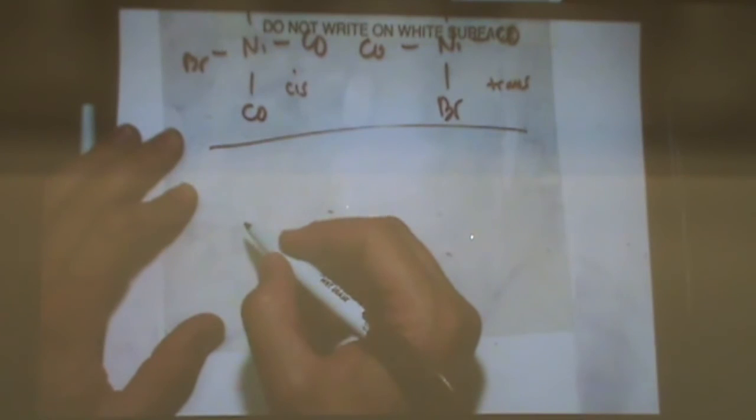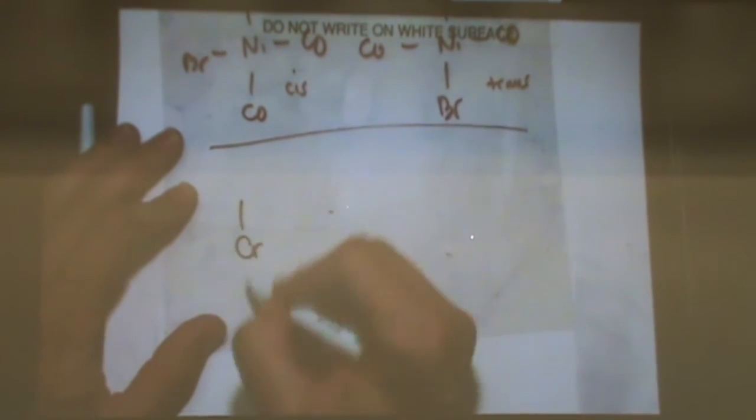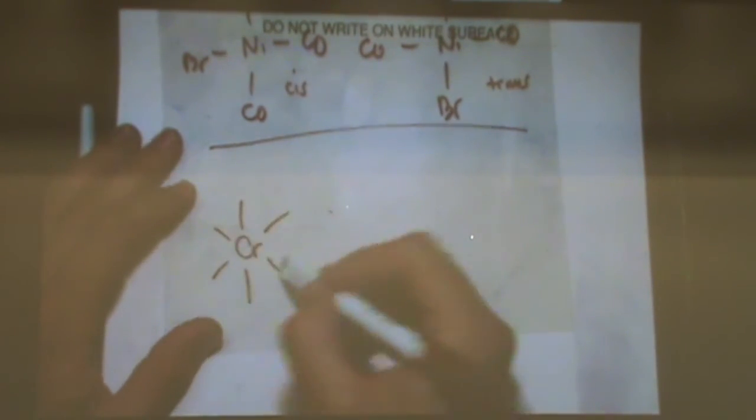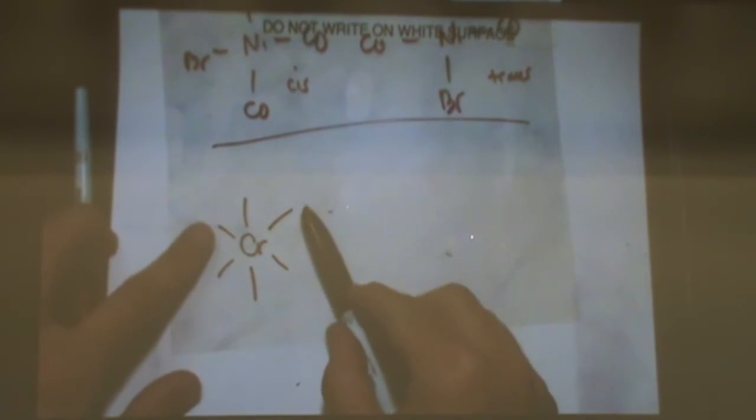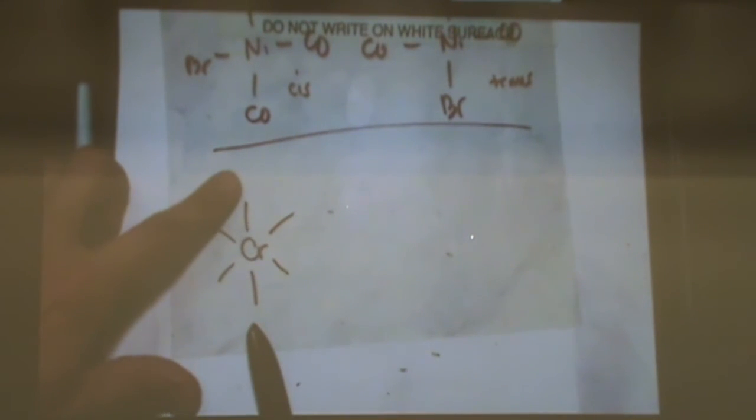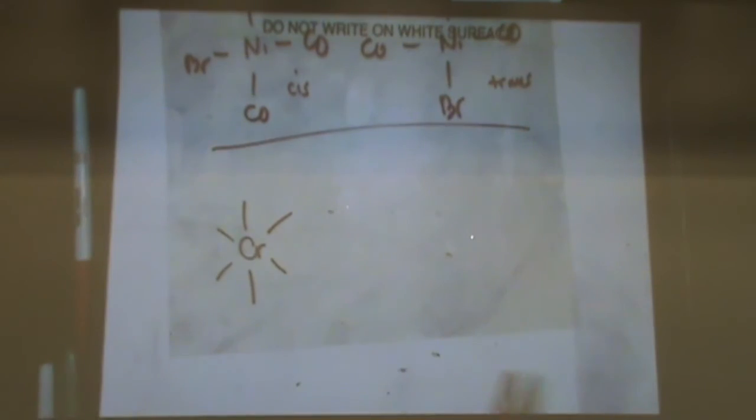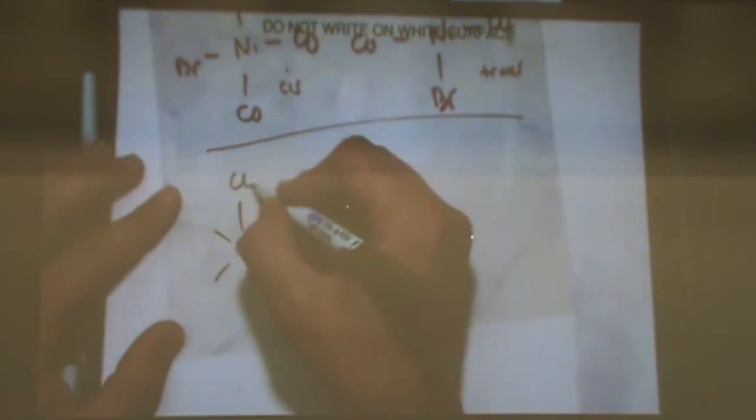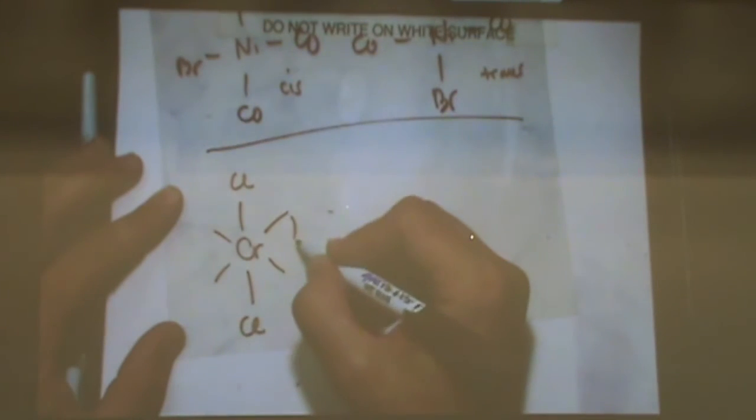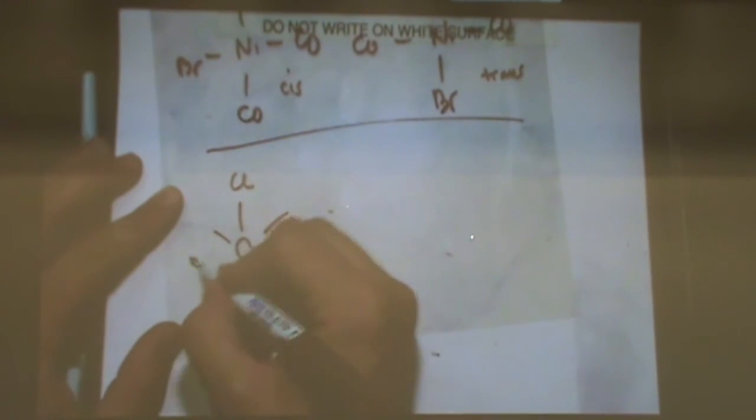What's in the middle? Chromium. So this is octahedral. Remember, these two lines right there mean they're coming towards you. The ones that are kind of going upwards mean they're going away from you. The vertical ones are in the plane. All right, so let's see what's on it. We could draw this like that. That's the trans version.